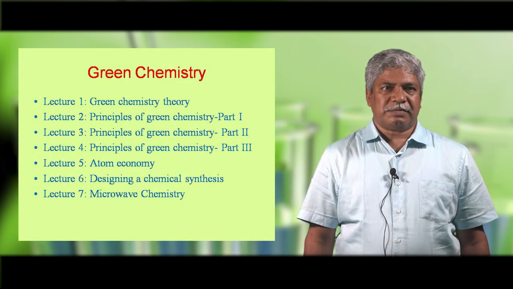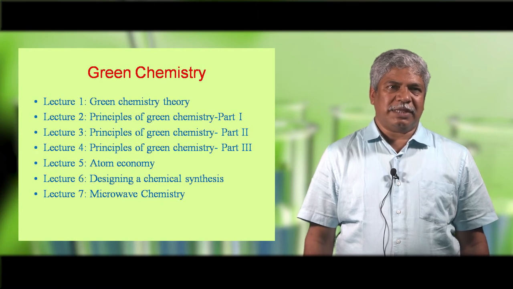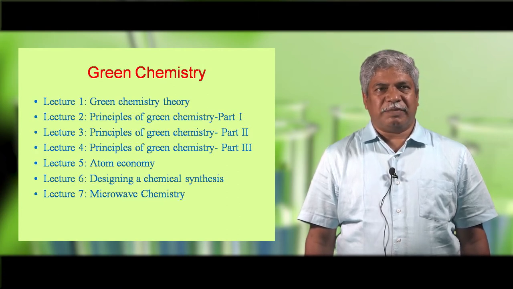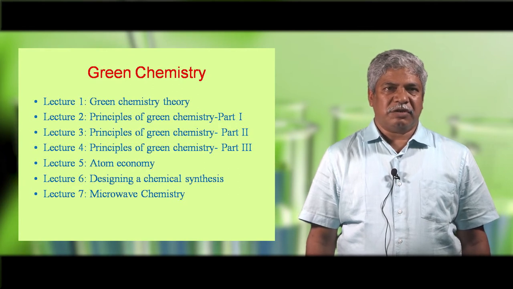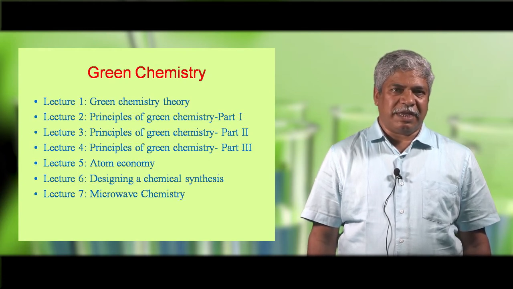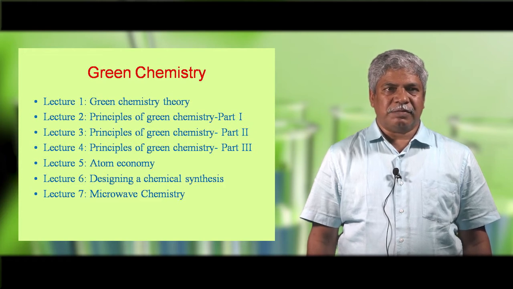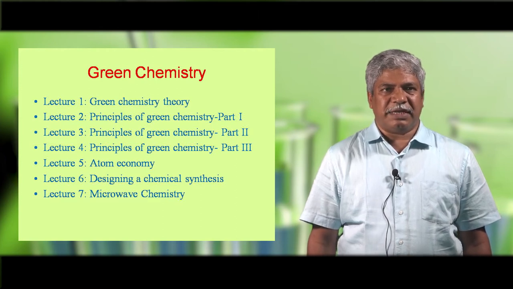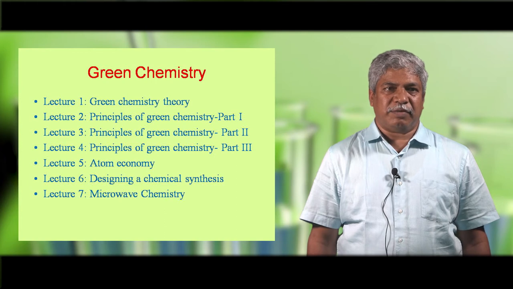So in this green chemistry course, we have 14 lectures, and each lecture is of 10 to 15 minutes duration. To start with, lecture 1 deals with the green chemistry theory, which comprises the introduction, role of chemistry, and need for green chemistry. Followed by lecture 2, the 12 principles of green chemistry, part 1, that is prevention of waste, atom economy, less hazardous chemical synthesis, and designing safer products.